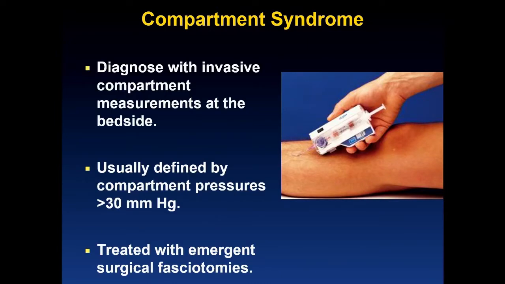As far as diagnosing compartment syndrome, I think it's important to have a very high index of suspicion. You can diagnose it with invasive measures at the bedside. This is an example of one of those devices. It's usually defined by compartment pressures more than 30 millimeters of mercury and needs to be treated with emergent surgical fasciotomies.